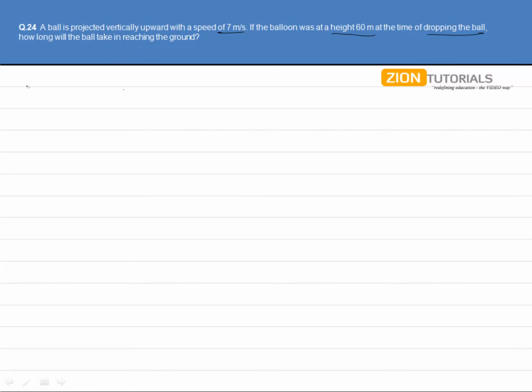Let us first draw the diagram for this question. It is equivalent to a balloon which is at a height of 60 meters and it dropped a ball. That is, the ball started moving up with a velocity of 7 meters per second.